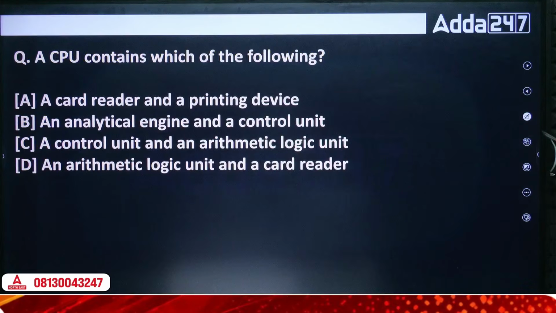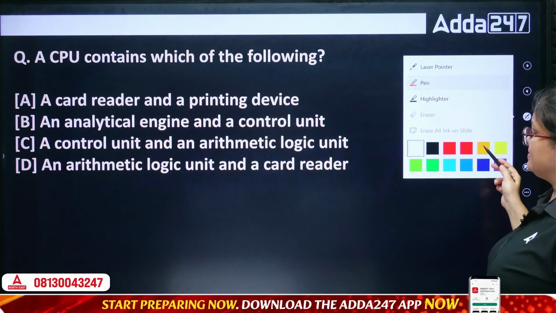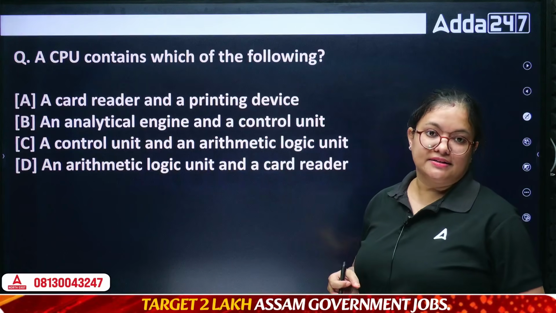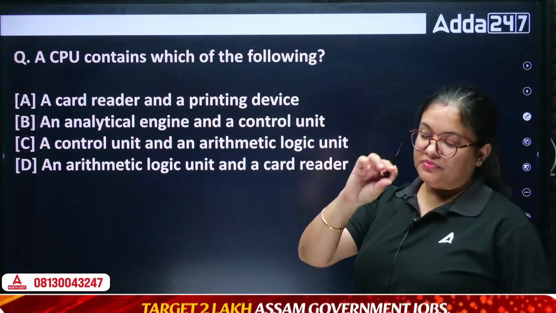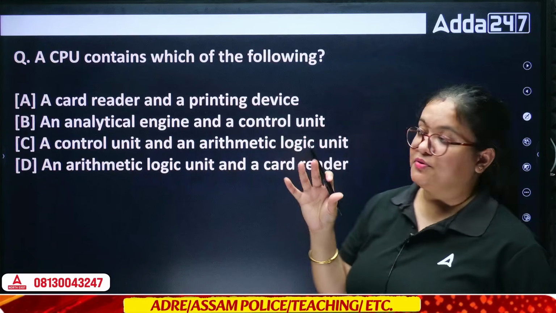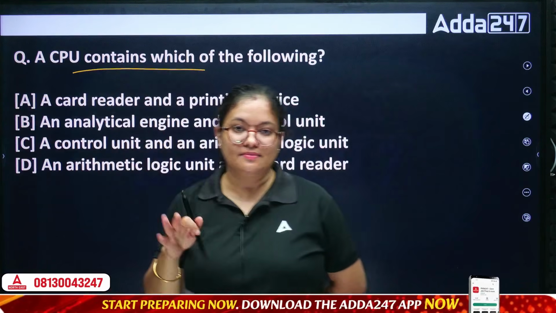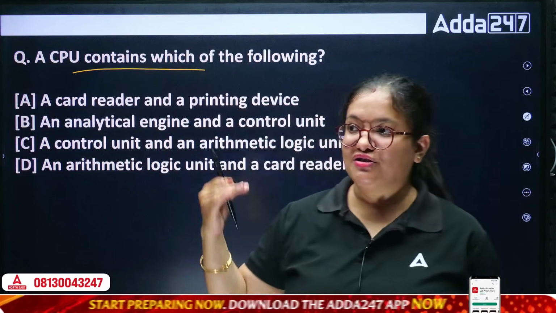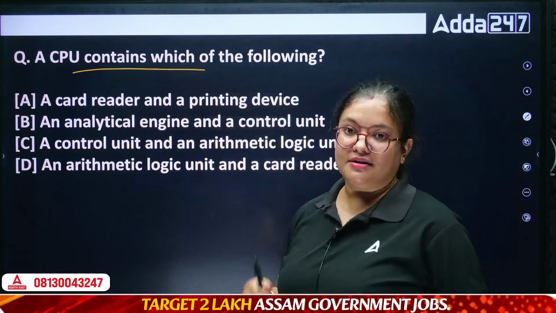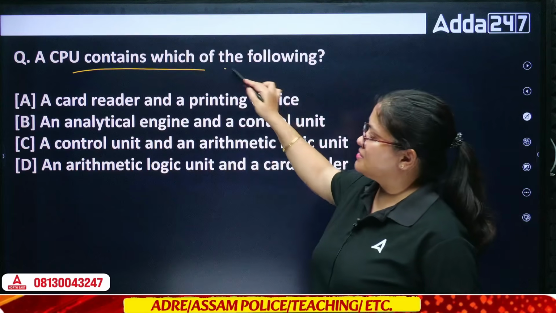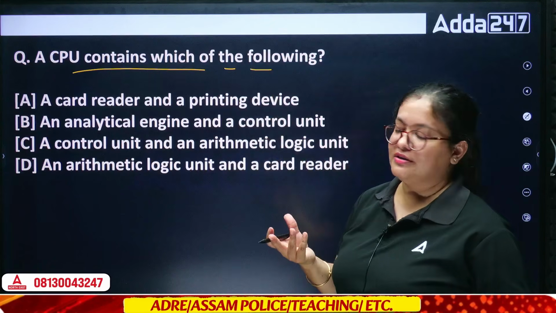Next question, a CPU contains which of the following? Whenever we talk about CPU, one question was asked at one time: what are the main functions of the CPU? I think everyone is aware. We also say the CPU is the brain of the computer. These days these questions don't come, because the trend has shifted. These days there is so much competition that no one asks a question like this. So the question here is a bit tricky. It's not tough, it is tricky.